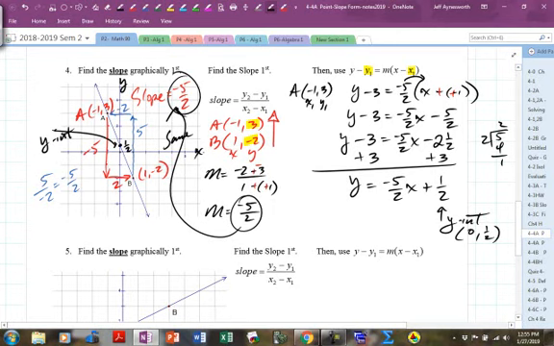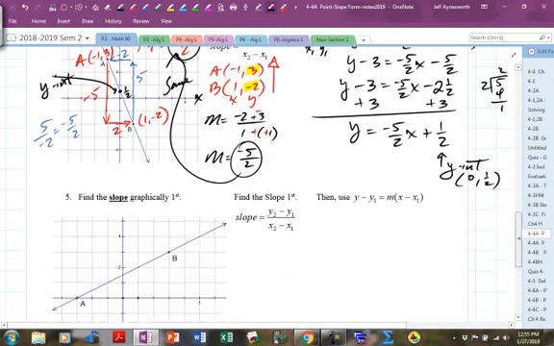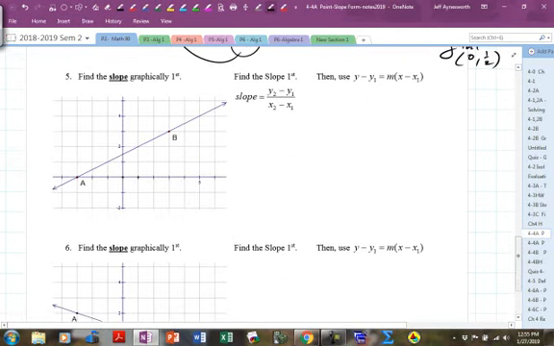Okay, we only have 2 more to do. So again, go ahead and pause and play, and do it first, then check it with me. That's the best way to learn.